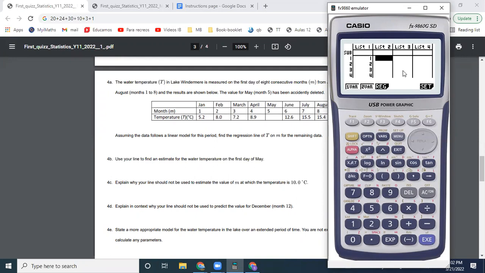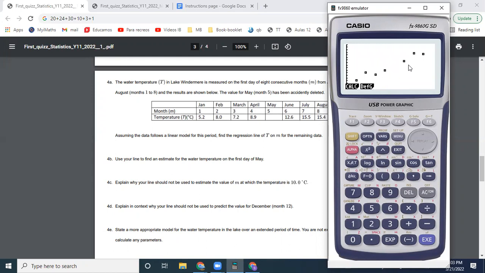And then for the temperatures, we have 5.2, 8, 7.2, 8.9, 12.6, 15.5, and 15.4. Okay. So with these numbers, now we must calculate. Okay. So calc 2 bar. So no, instead of calc, we graph this.